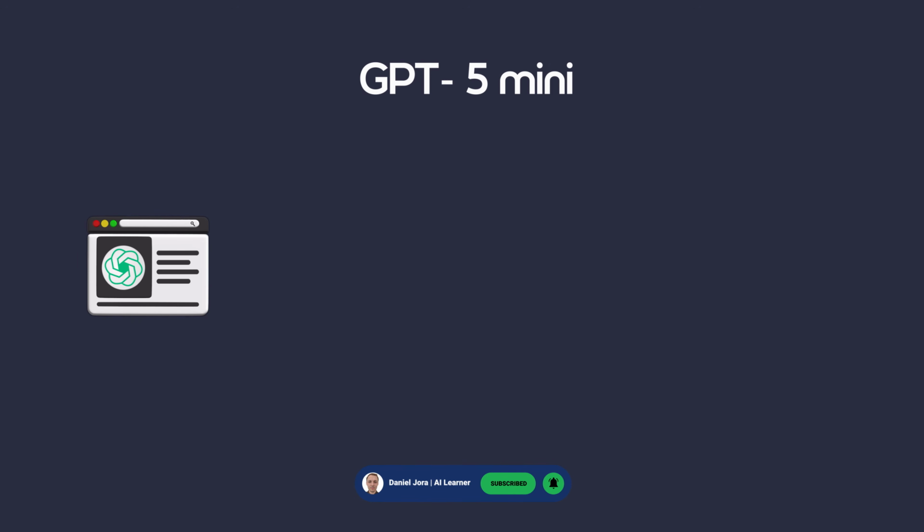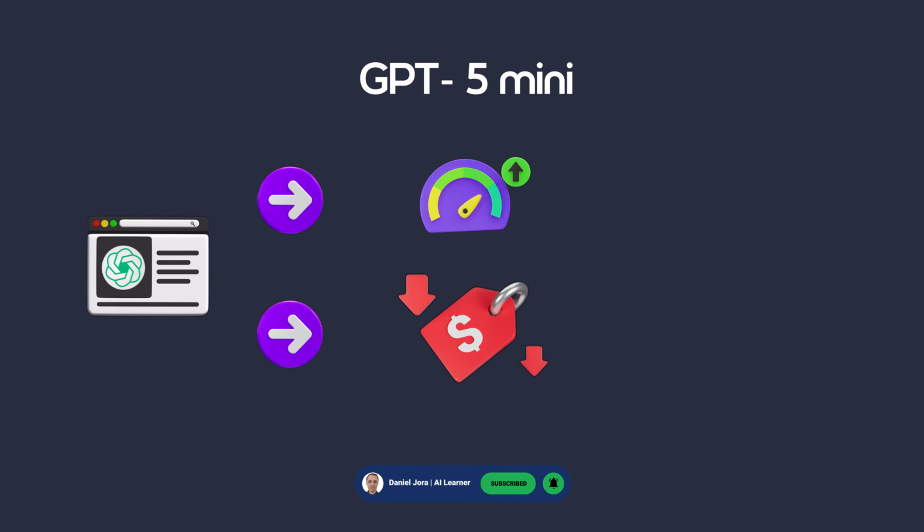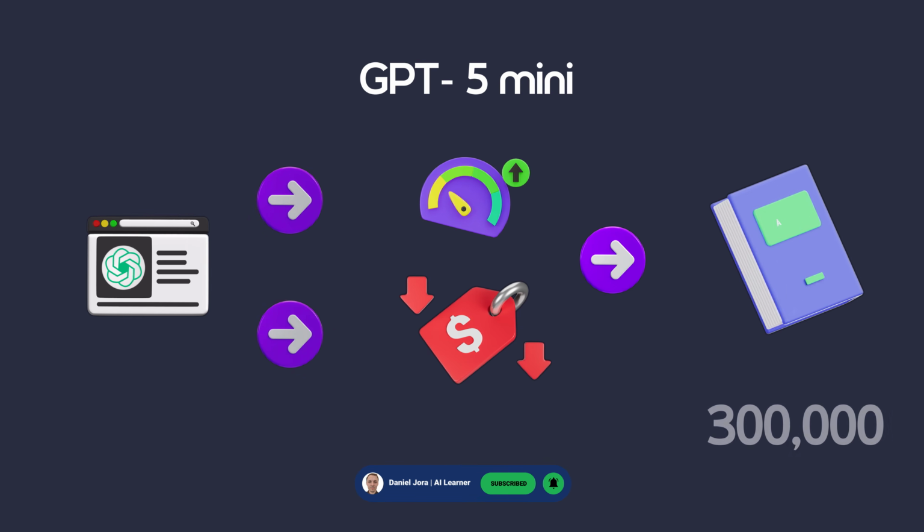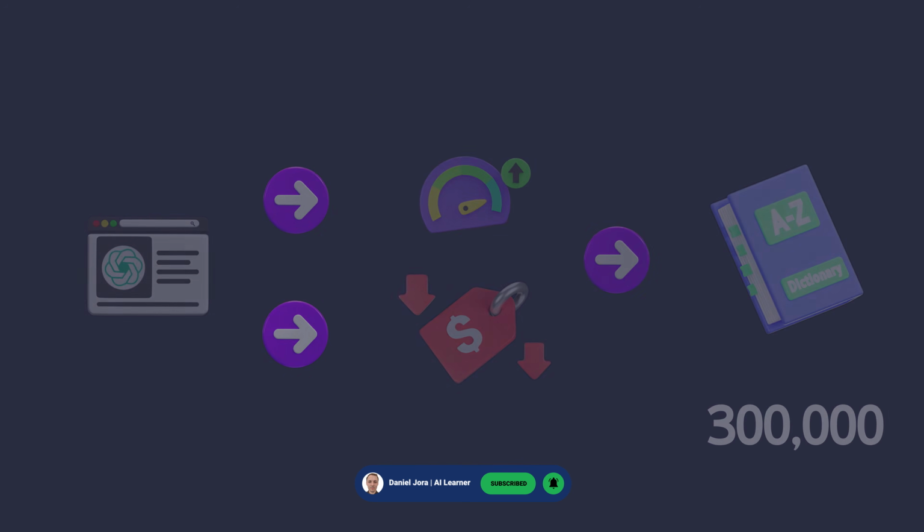GPT-5 Mini, a faster, more cost-efficient GPT-5 family option for well-defined tasks. The difference is the family strategy. Similar direction as GPT-5, optimized for scale and speed, and positioned as the successor tier over o4 Mini. Its usable memory is roughly 300,000 English words.